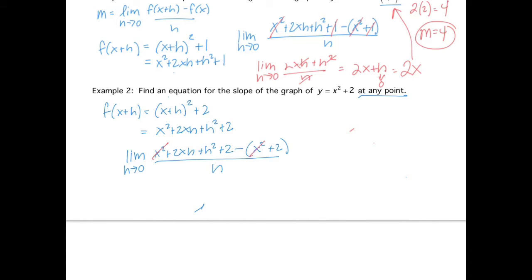So essentially, most of the time, anything without an h in it cancels. And then my h's simplify, so this h cancels one of those h's. So I am just left with 2x plus h. And then as h goes to 0, I am just left with 2x. And that is my equation for the slope of the line tangent to that graph at any point. And then once I'm given a specific point, I can go ahead and plug it in.